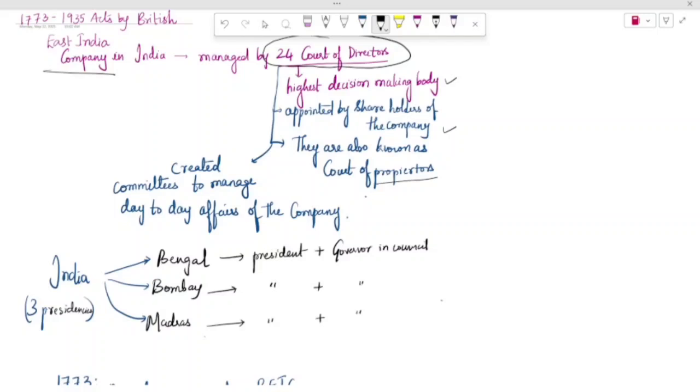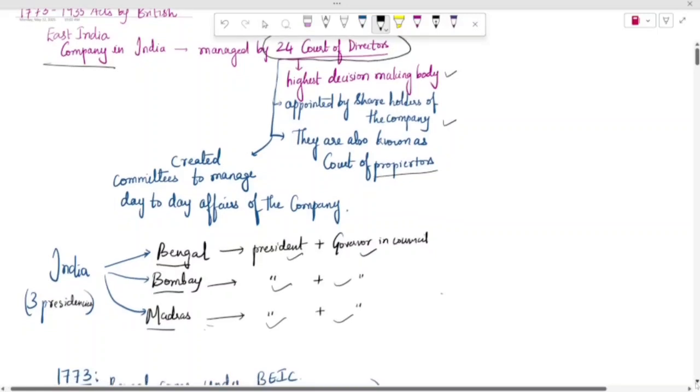India was divided into three presidencies at that point of time. We all know them: Bengal, Bombay and Madras. Bengal used to have one president and governor in council. Similarly, Bombay also used to have a president and governor in council. Madras also used to have a president and governor in council.